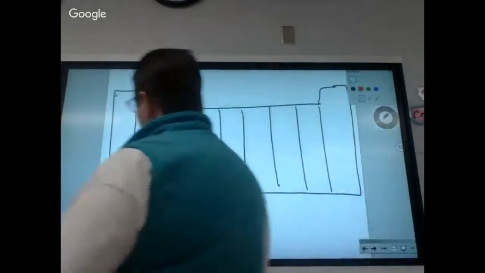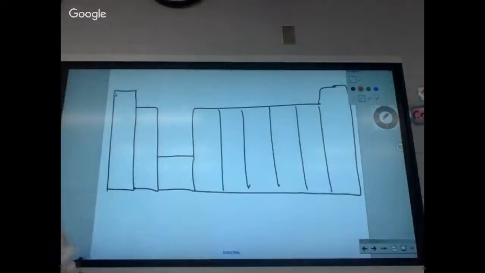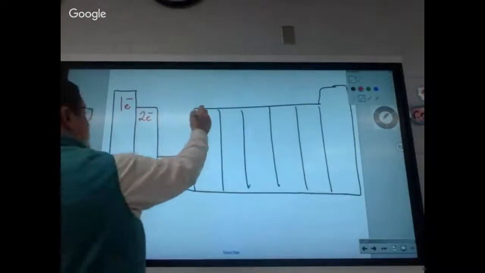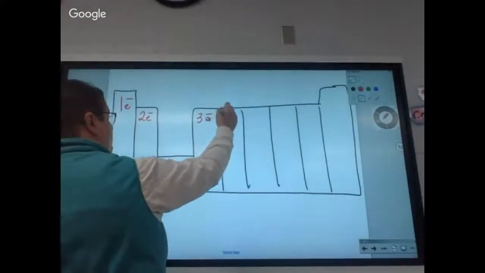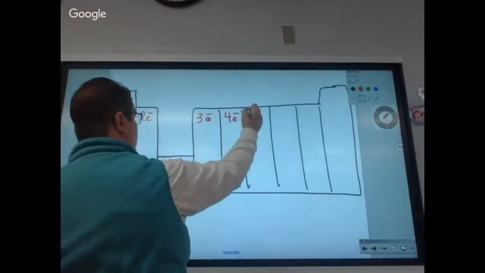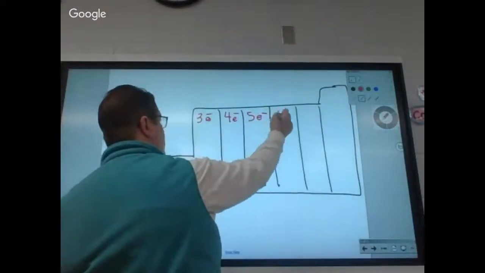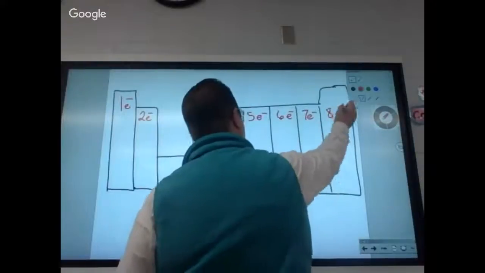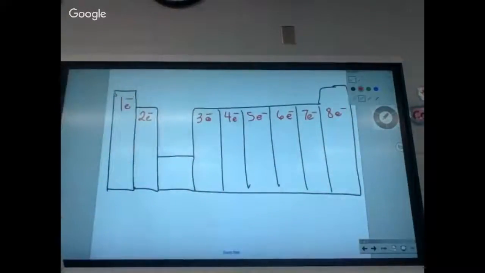All right, group 1 has how many outer shell electrons? Group 2 has how many? Group 13? Group 14? Group 15? 16? 17? And 18. Now, at this point, you should all be able to tell me that, okay? If you can't, you need to learn that. Now, this is the part we were working on yesterday.